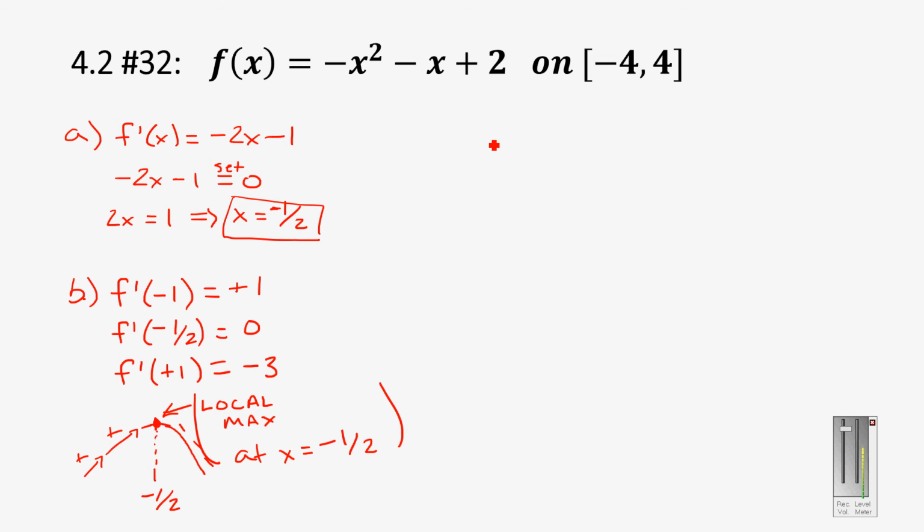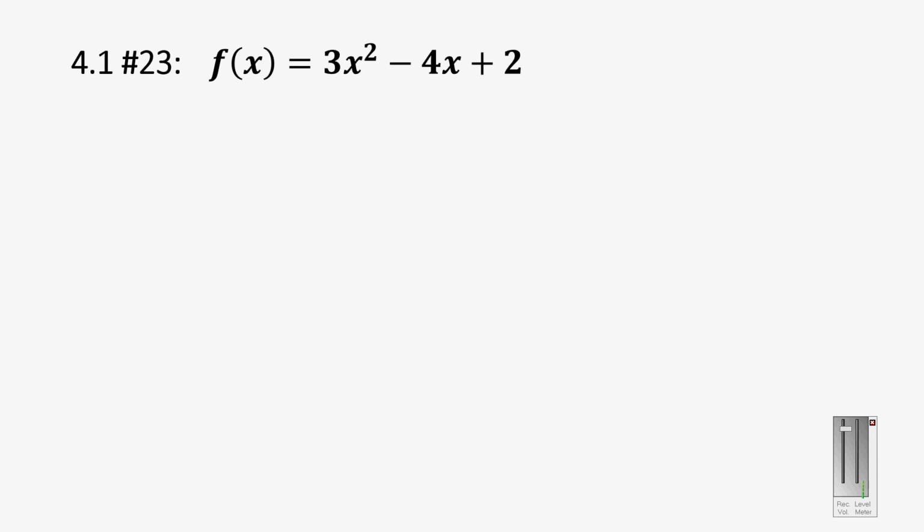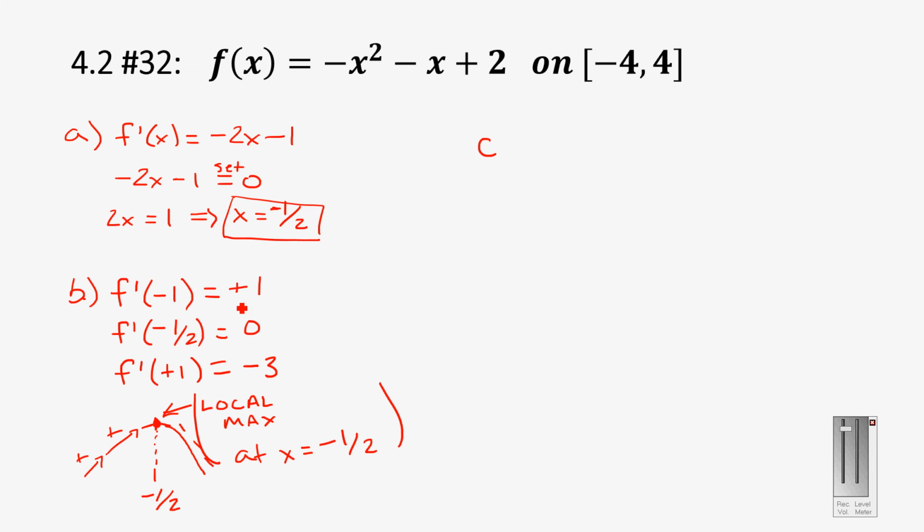And then part C, number 32, part C. Identify the absolute minimum and maximum values. Like we talked about in the previous one, your minimums and maximums exist either at endpoints, like negative 4 and 4, or at critical points. All right. So let's test the critical points. We're going to take the function and test all three of these.